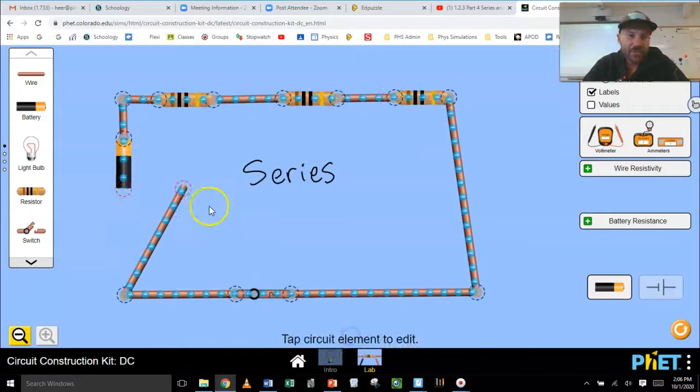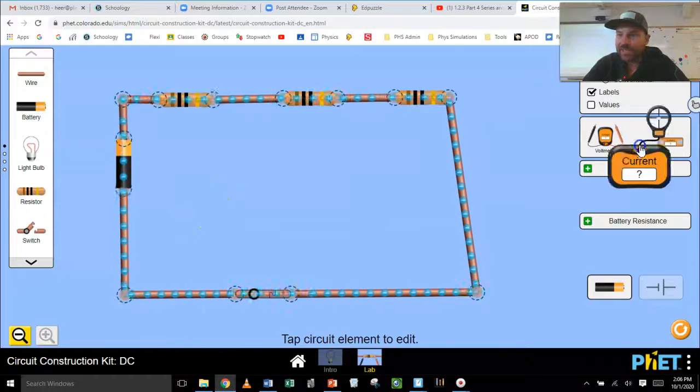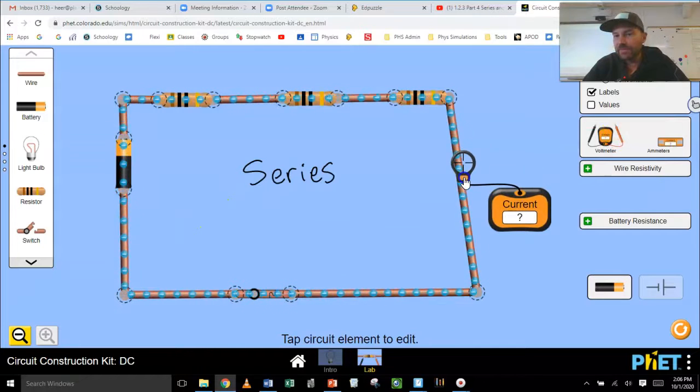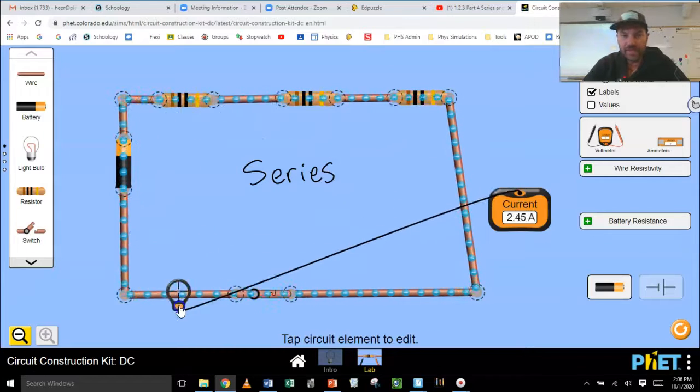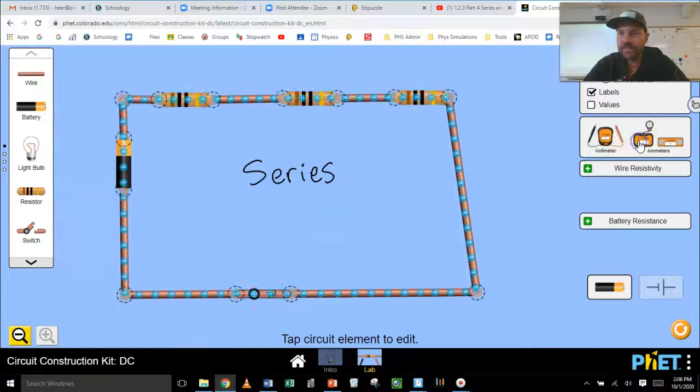Now, there's an easier meter to use, but I don't like it because it's not true to life. I can see 2.45, 2.45. No matter where I measure the current, it's always the same. It's the same everywhere inside of a series circuit.